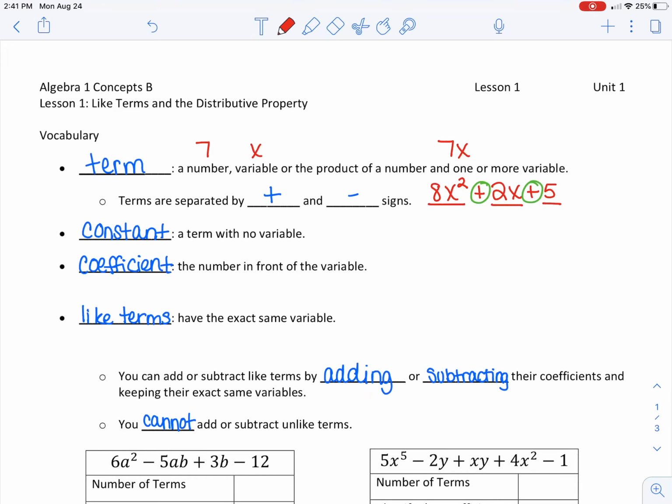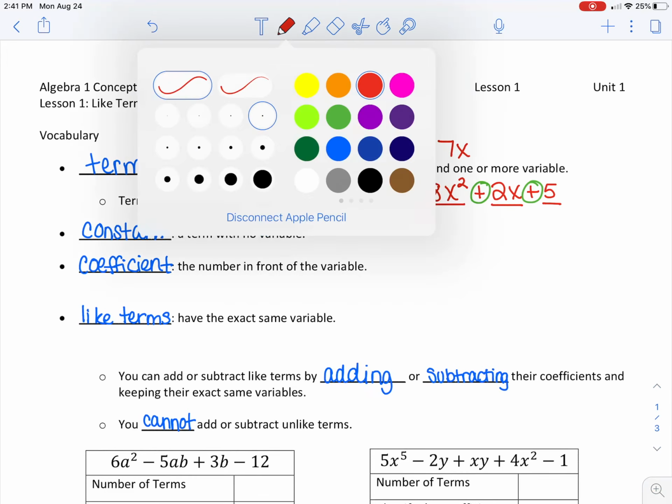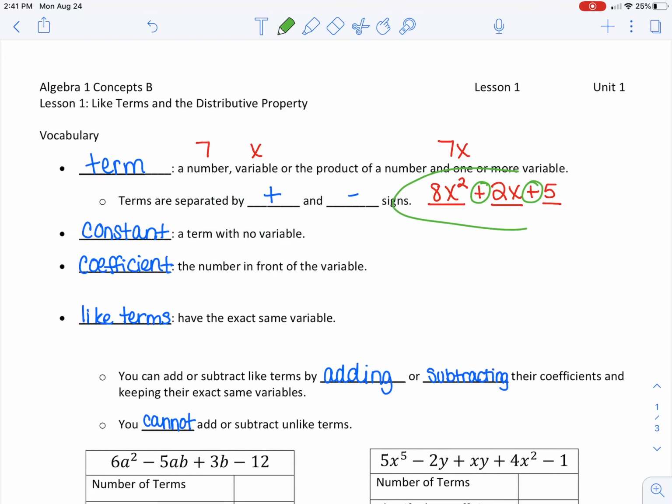Okay, constant. So if we look back up at this example, the constant in that example is 5. Okay, the constant is the term that does not have a variable. So it's the number that stands alone.